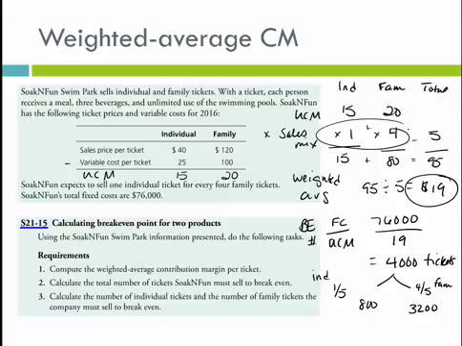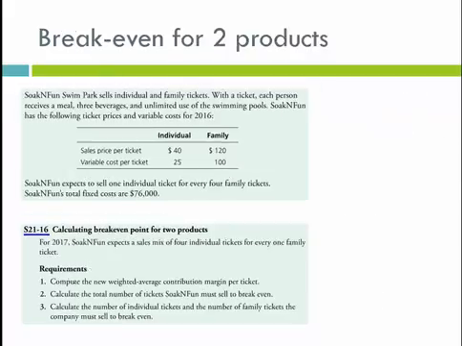So let's do one more problem with this just so you can see this one. Here we have the same thing, except we're selling, I thought I changed that. Oh, I think I copied the wrong thing. Oh, yeah, here it is. They sell 4 individual tickets for every 1 family. So the sales mix has changed.